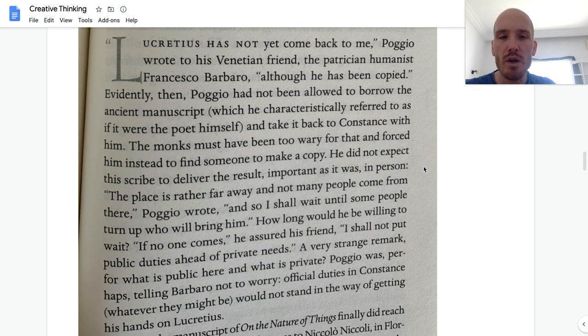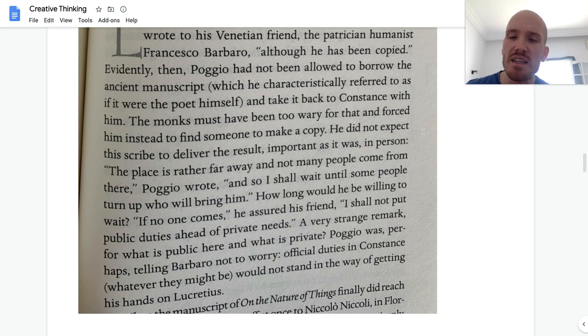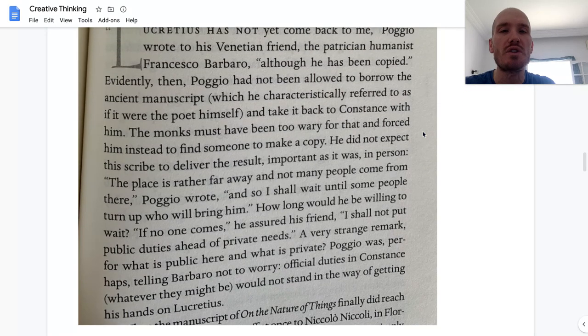How long would he be willing to wait? If no one comes, he assured his friend, I shall put public duties ahead of private needs. A very strange remark, for what is public here and what is private? Poggio was perhaps telling Barbero not to worry. Official duties in Constance, wherever that might be, would not stand in the way of getting his hands on Lucretius.